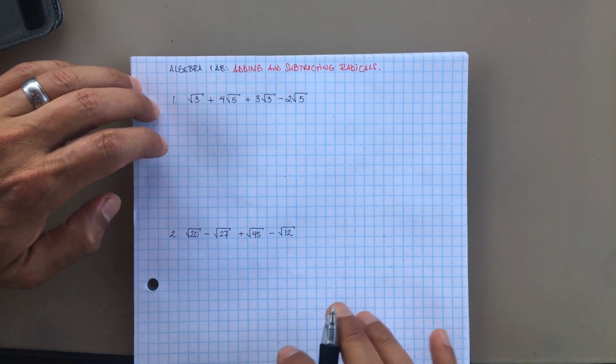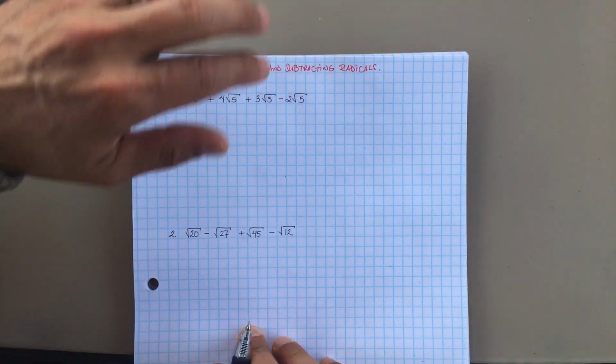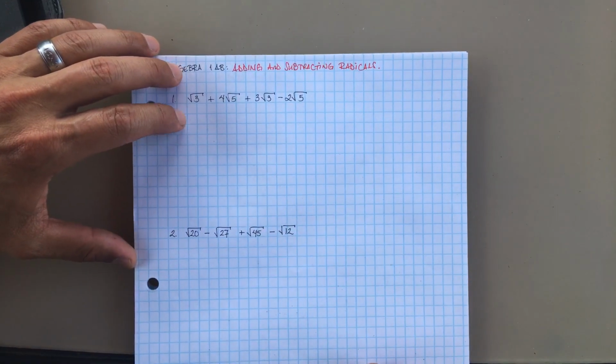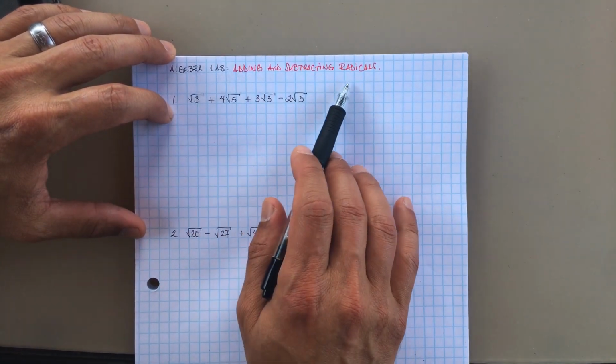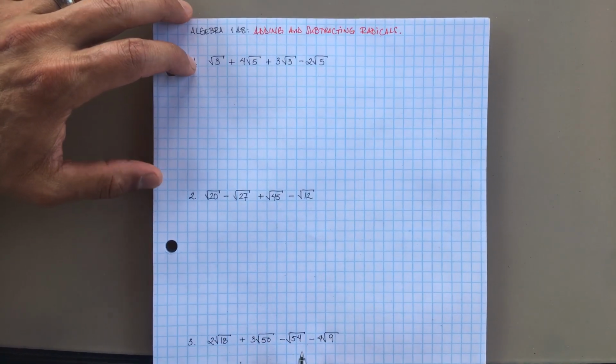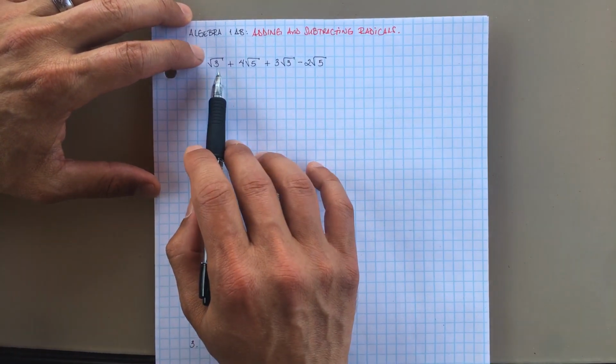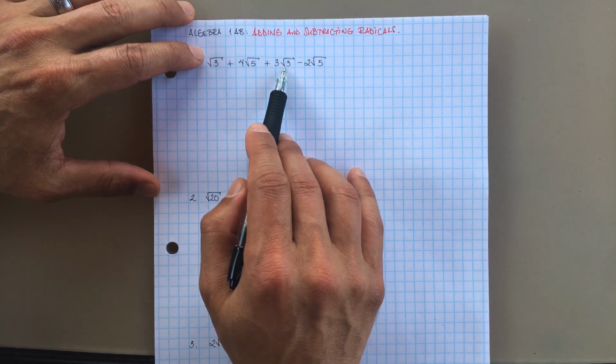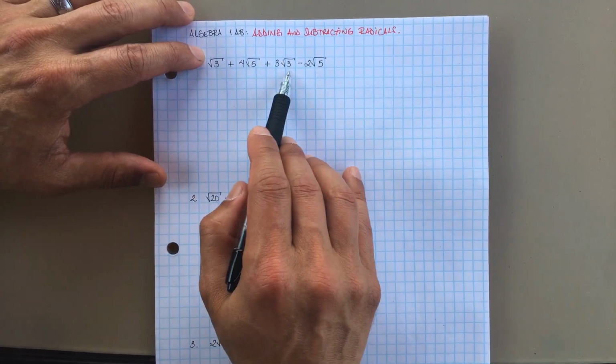Hey guys, in this video I want to go ahead and talk about adding and subtracting radicals. En este video vamos a repasar cómo sumar y restar estos radicales. So the first thing you want to do is, this is kind of like combining like terms. You see I have a radical 3 and a radical 3, so these two can go together. Estos dos se pueden juntar.